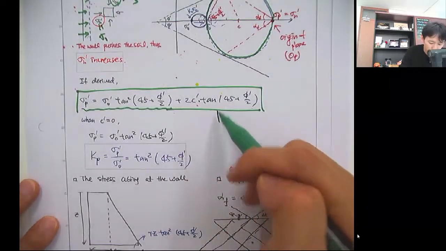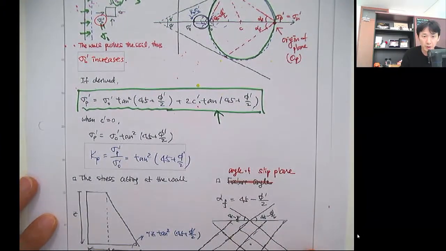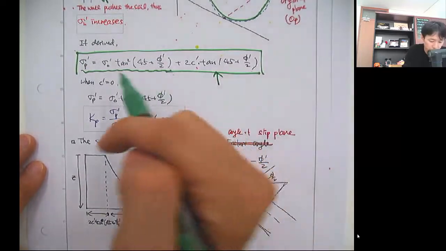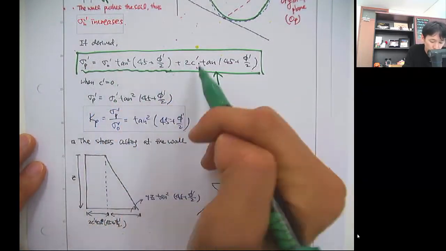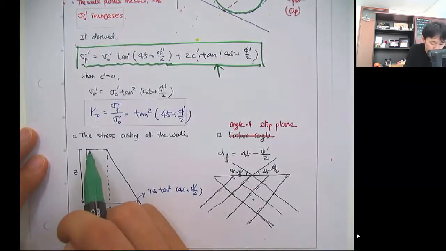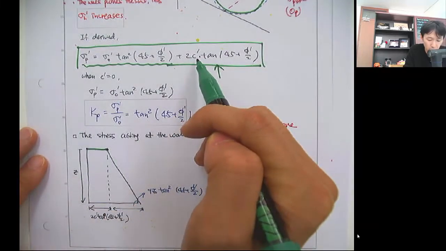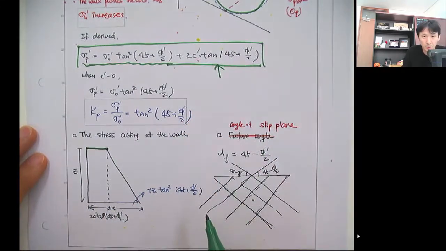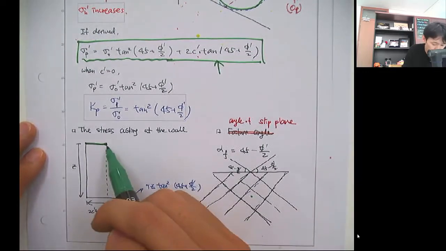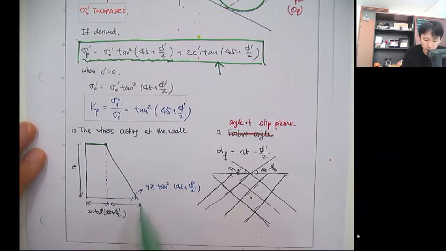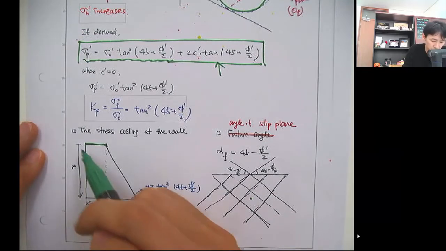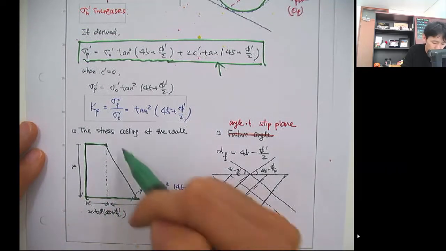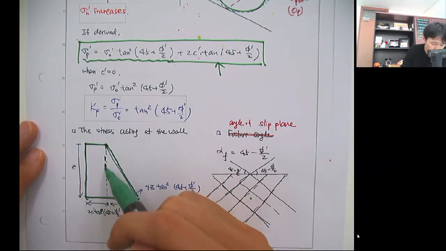And so if you plot this, looking at the passive pressure distribution over depth, when the depth is 0, you have this positive term, so this much is the 2c times tangent of 45 plus phi over 2, and then it increases as you go deeper. So you have this kind of stress distribution in the passive case.